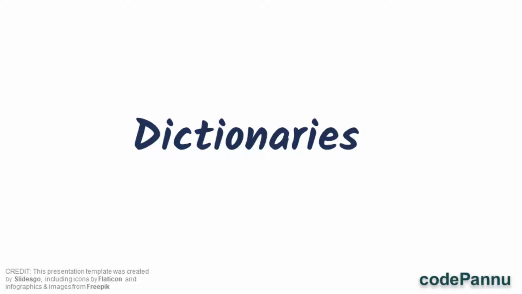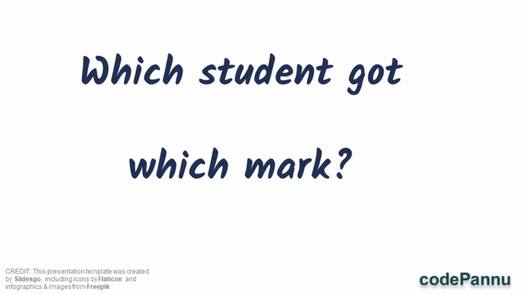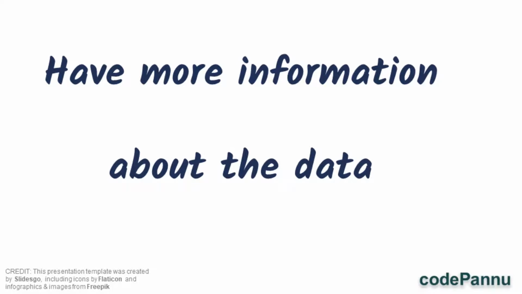Let us say we are collecting the mathematics marks of all the students in a class in a list. So we make a list like this. max_marks equal to 34, 41, 39, 50, 45, 88, 45. When we print it, we can get all the marks. But when you look at this list, will you be able to know which student got the first value 34 in the list, or which student got the third value which is 39 in the list? No, we cannot.